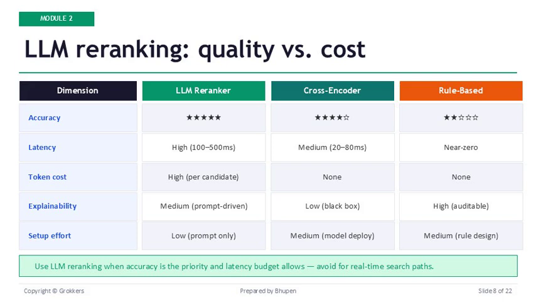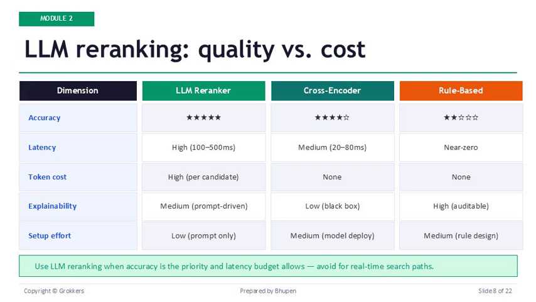The Cross-Encoder is your sports sedan, 4-star accuracy, 20 to 80 milliseconds, and 0 token cost because it's a dedicated model. The rule-based approach is your reliable commuter. Basic accuracy but nearly instantaneous, completely free, and you can pop the hood and see exactly how it works. Notice the trade-offs. The LLM gives you explainability through its prompts, but the Cross-Encoder is a black box. Rule-based is fully auditable. No single approach wins everywhere, and that is actually the key insight. Use LLM re-ranking when accuracy is your North Star, and you can afford the latency.